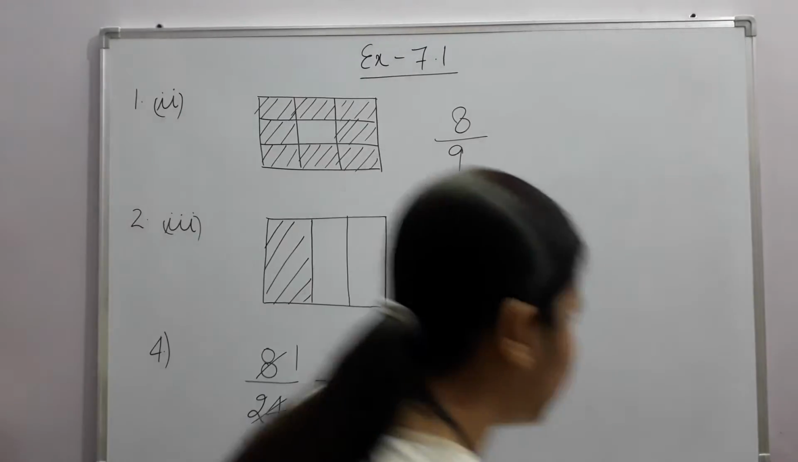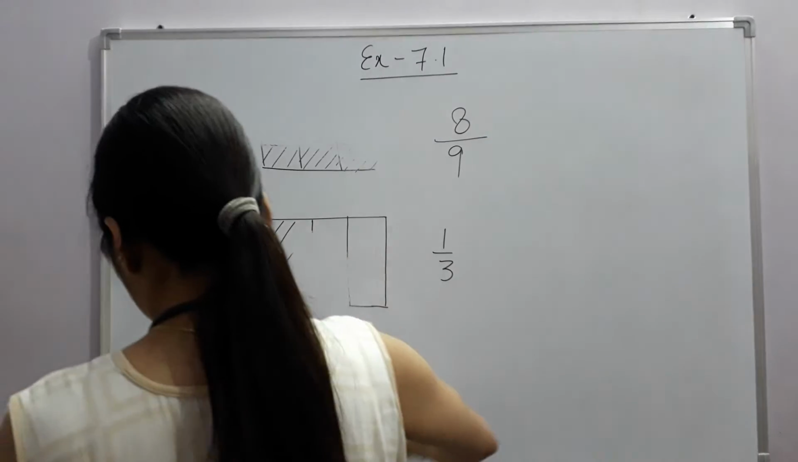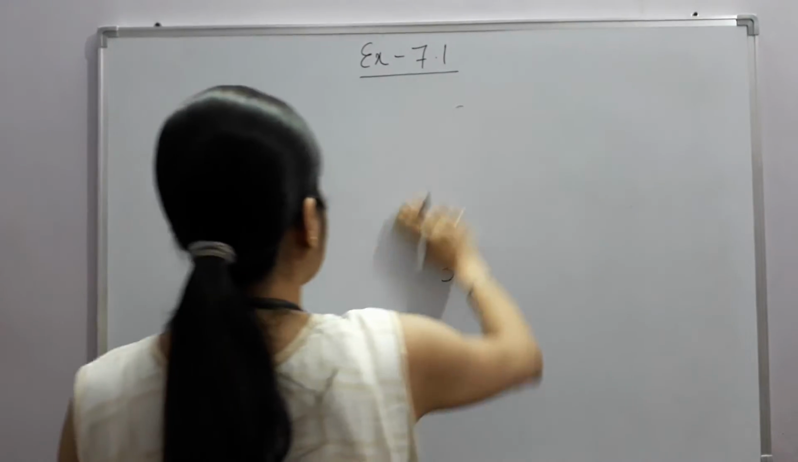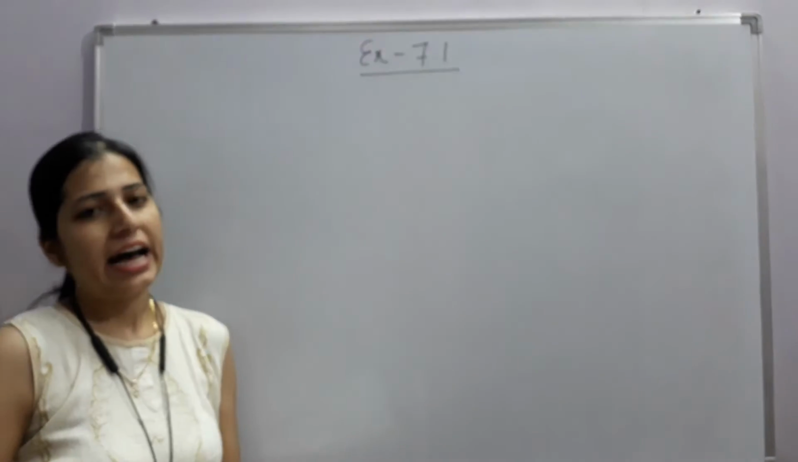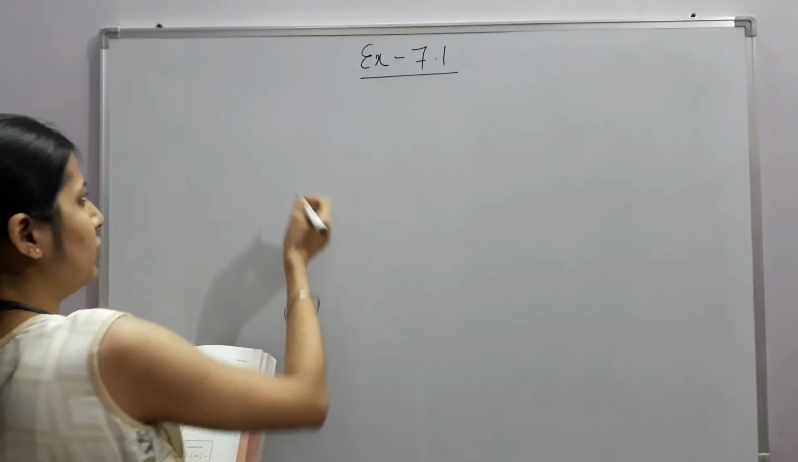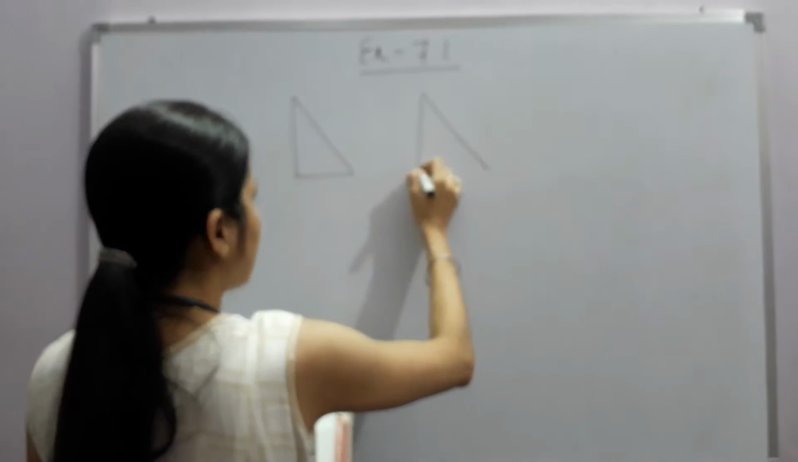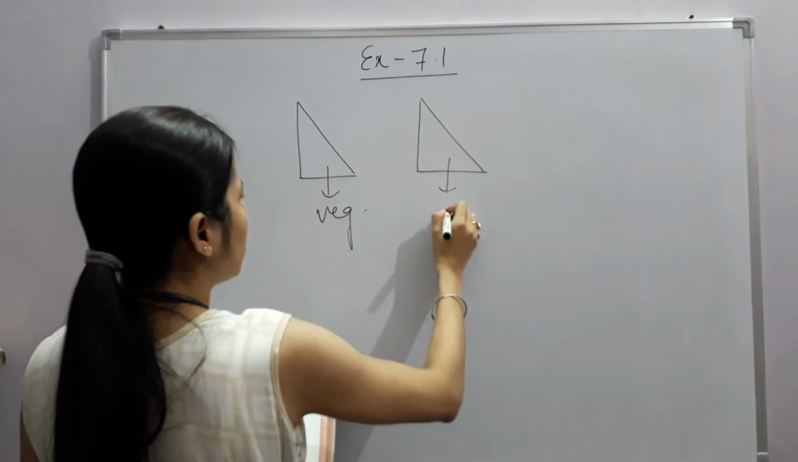Next, come to question number 6. Arya, Abhimanyu and Vivek shared lunch. There are 3 friends, Arya, Abhimanyu and Vivek. They share their lunch. Arya has brought 2 sandwiches, one made of vegetable and one of jam. There are 2 sandwiches. This is one sandwich and this is another sandwich. This is made of vegetable and this is made of jam.